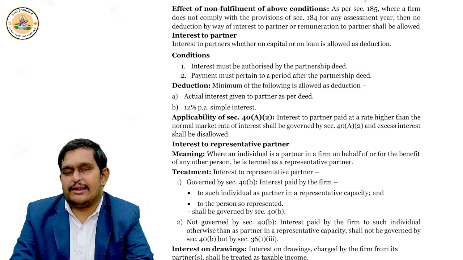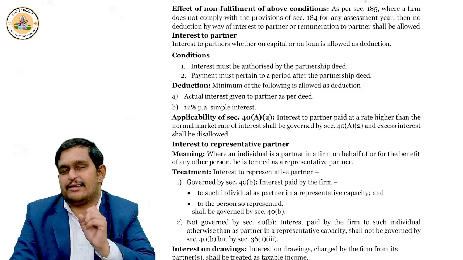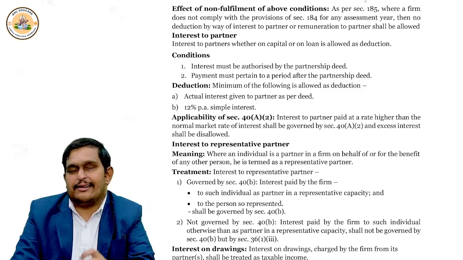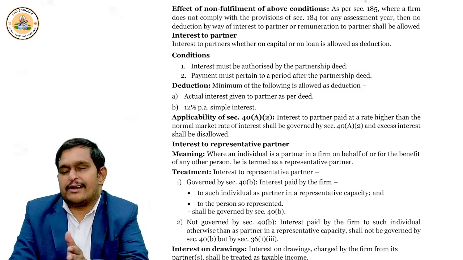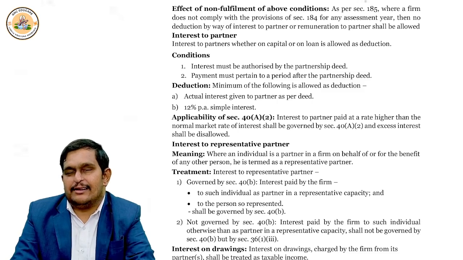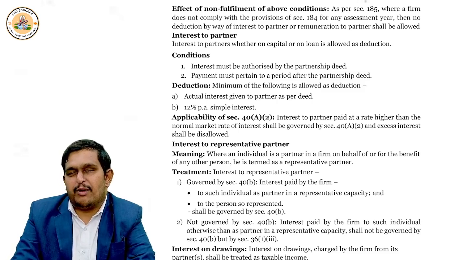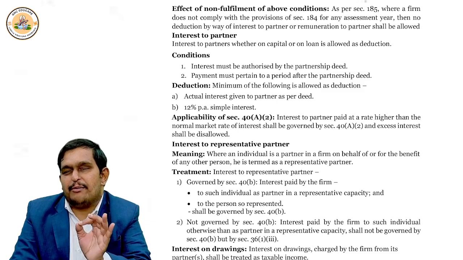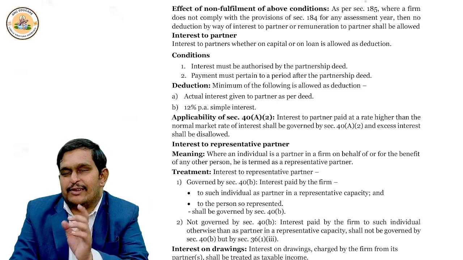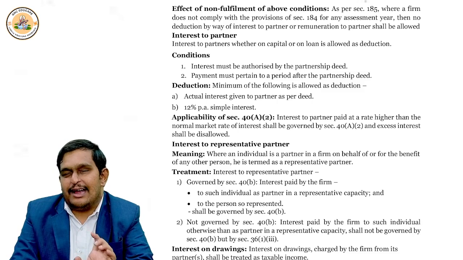So what did you learn in interest? Simple. Interest on capital or interest on loan is allowed as deduction only if you satisfy the two conditions. First, it should be as per the deed. Second, the payment of interest should be after the date of the deed. Now come to the third point, the deduction amount. What is the deduction? Actual interest up to the amount of permission given in the deed, that means the rate allowed in the deed, not more than that, and second point is 12%, whichever is lower.